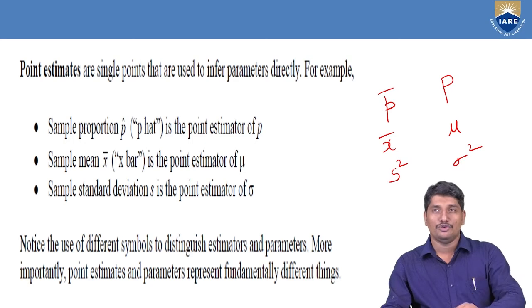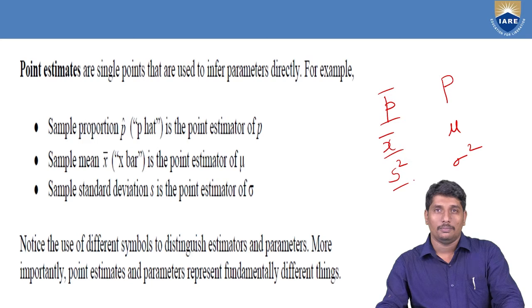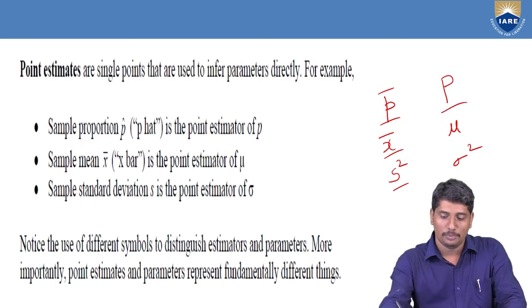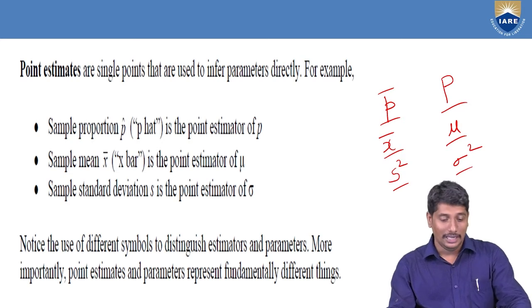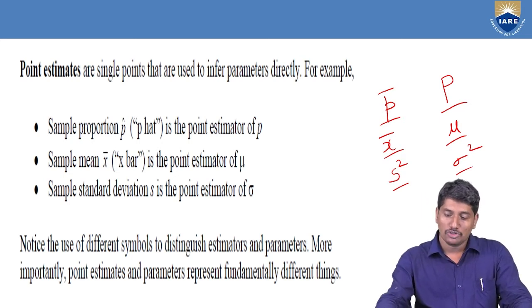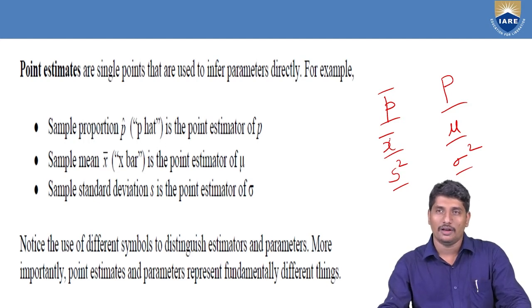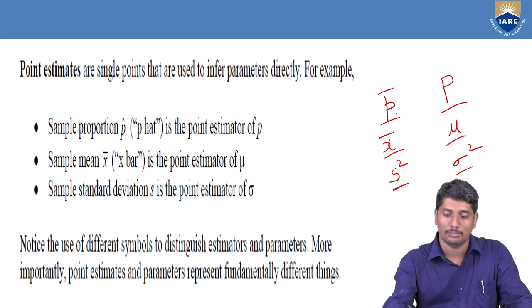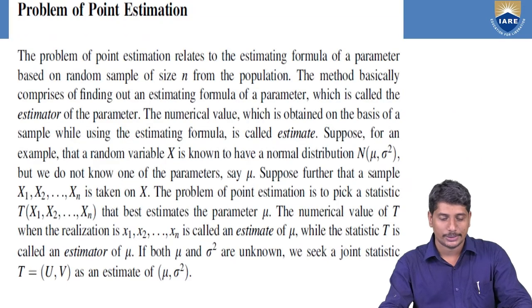The values we have obtained for these population parameters by using the sample are called point estimators. We have different symbols: for mean we use x bar, and for variance we use s square. For the population proportion or sample proportion we use p. So various symbols and acronyms are there to represent the parameters as well as the sample statistics.